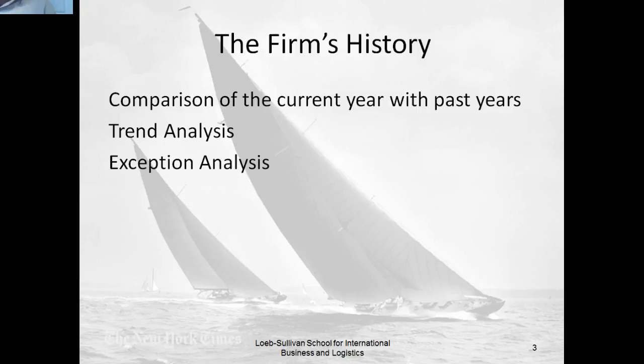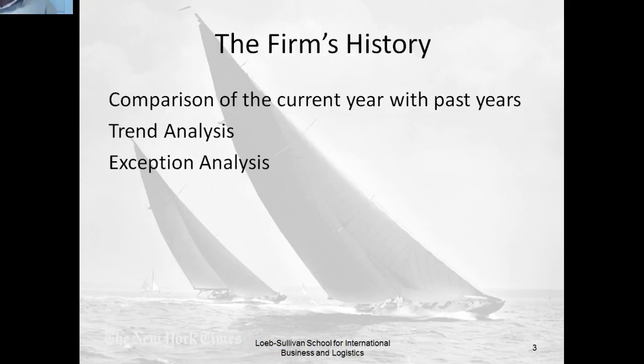So when we're comparing the history, we're going to compare the current year with past years, and we're going to look at trend analysis, which I've already talked about. What's the trend in gross profit margin? And then we're going to potentially look at exception analysis. Well, if things are staying the same, I'm not going to spend a lot of time analyzing the things that are staying the same. But if something either improves or degrades dramatically, I'm going to spend a lot of time looking at or analyzing that. What happens if my cost of goods sold as a percentage of sales increases dramatically?